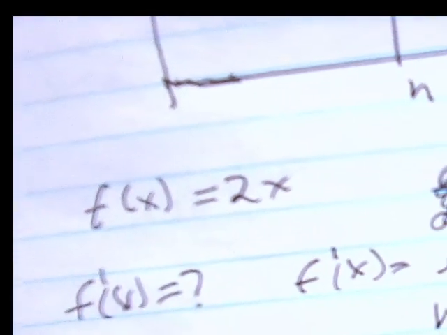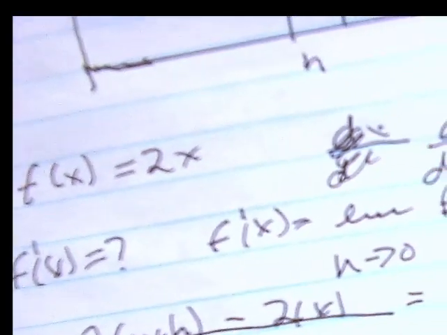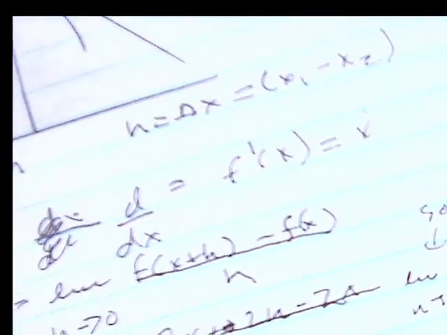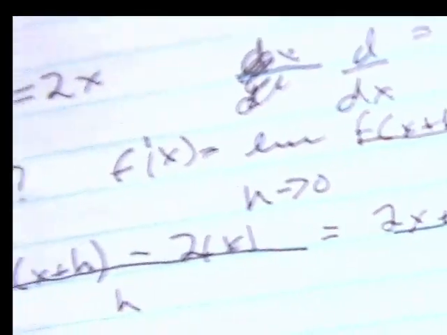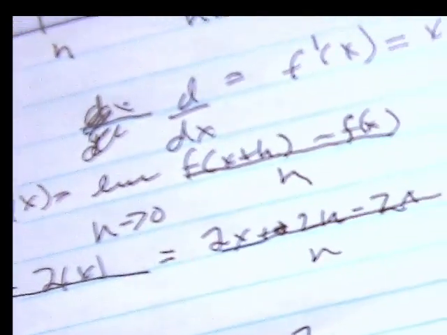So if you have a function like f(x) = 2x, and you want to know what the derivative is, you can plug it in and do the math, the limit. I got things backwards on one of these. And then you just work it out, and you get 2.